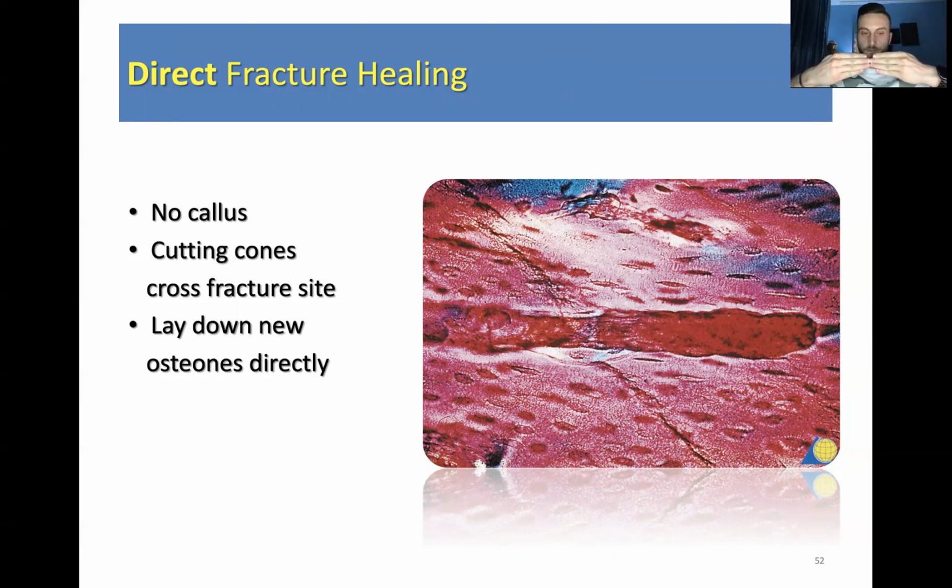The other prerequisite is that the distance between the 2 edges of the fracture must be less than 2 millimeters. So if we have this gap less than 2 millimeters and there is no movement, primary bone healing will happen. So what will happen? There is something called cutting cones, as you can see in this picture. What are the cutting cones?